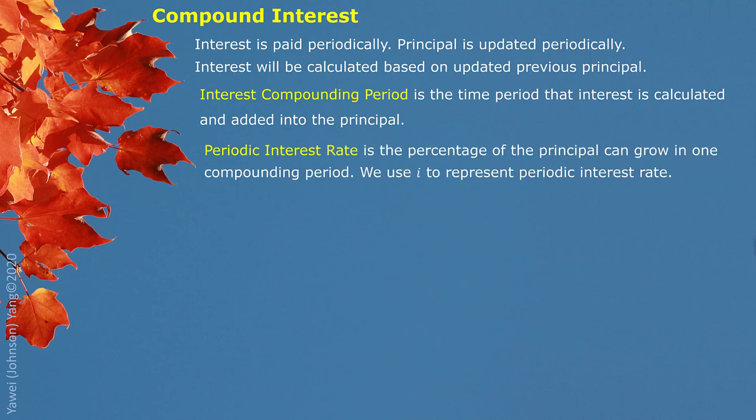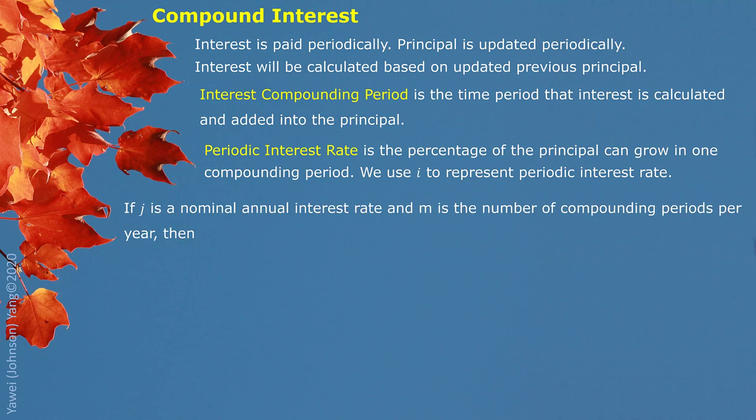Periodic interest rate is the percentage of the principal that can grow in one compounding period. We use lowercase i to represent periodic interest rate. If we use lowercase j to represent nominal annual interest rate, and m is the number of compounding periods per year, then we have the relationship i comes from j divided by m.